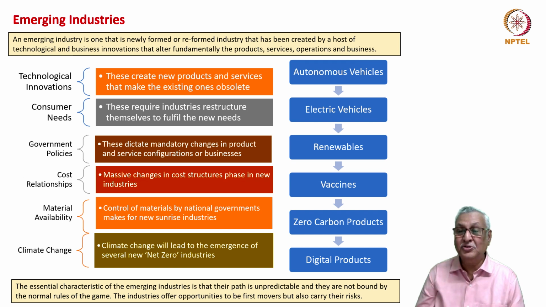Those sunrise industries could be of alternative materials, or the same materials explored very aggressively by the governments to be able to overcome the constraint. Mining of cobalt, discovery of more cobalt mines could be one such area. Climate change will lead to the emergence of several industries and companies dedicated to net zero products. Zero carbon products and digital products would be the new trends in this climate change phenomenon.